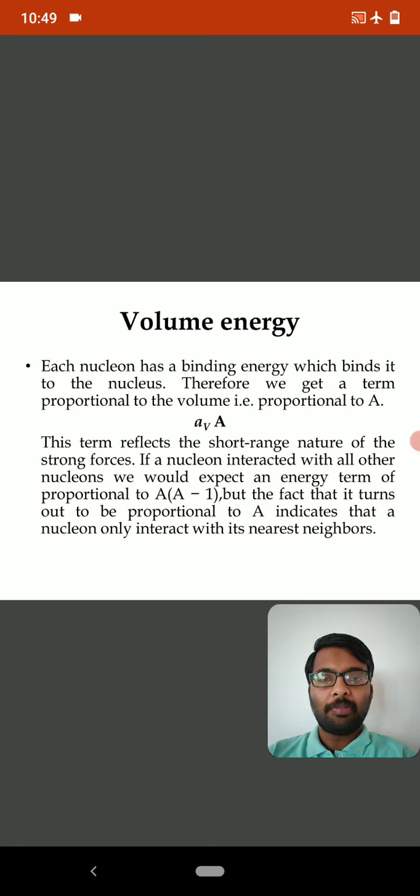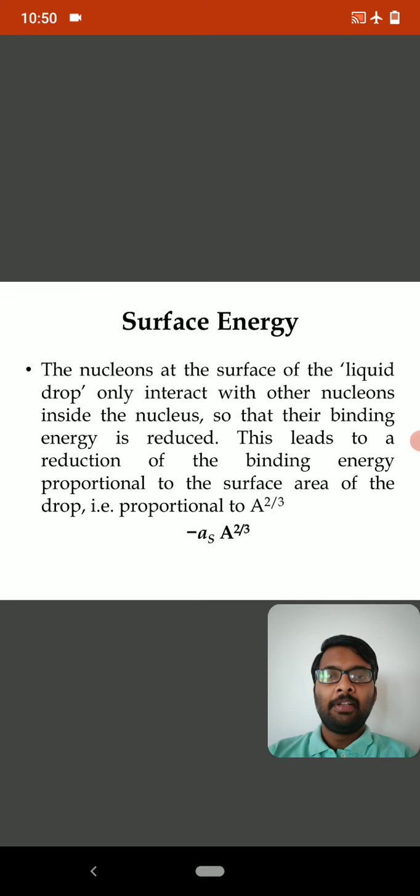So how this term comes: the volume of the nucleus is directly proportional to its mass number, which is equal to the number of protons plus the number of neutrons. So the first term, the volume energy term, is equal to AV into A. Then the second term, the surface energy term.